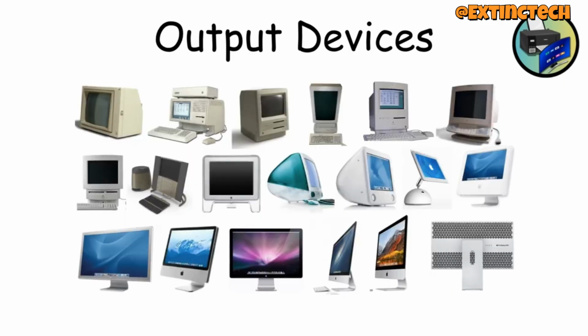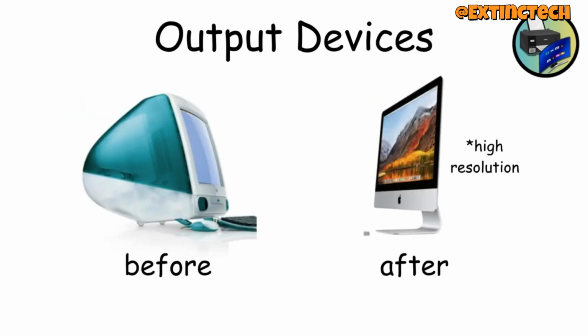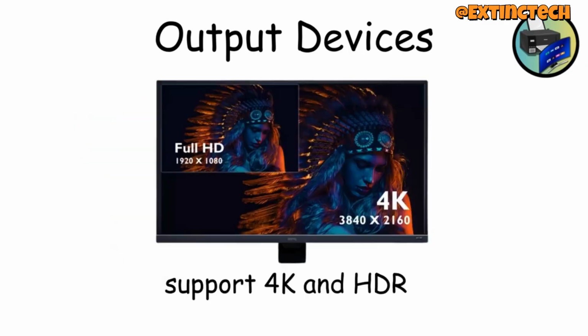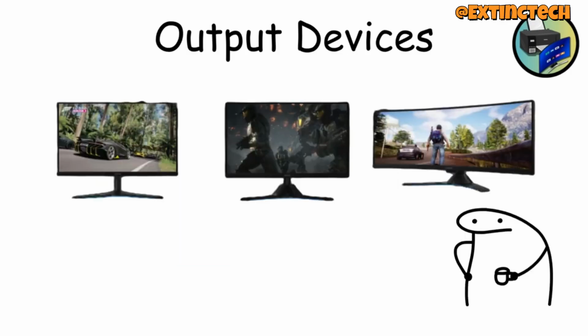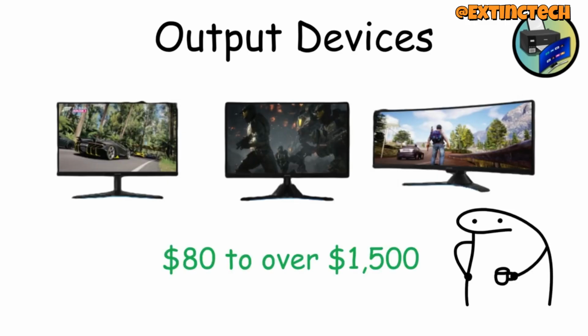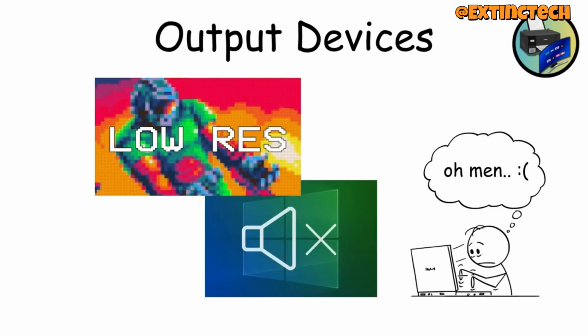Over time, these devices have improved. For example, monitors have evolved from bulky components into slim, high-resolution displays that support 4K and HDR. Similarly, audio gear has upgraded from basic mono speakers to immersive surround sound systems and noise-canceling headphones. These devices vary in price. For example, monitors can range from $80 to over $1,500, and audio devices from under $20 to premium-grade levels. A weak display or poor audio setup can seriously impact your overall experience, no matter how powerful the PC is.